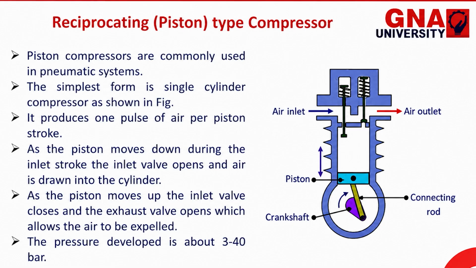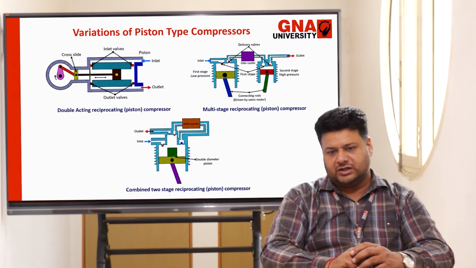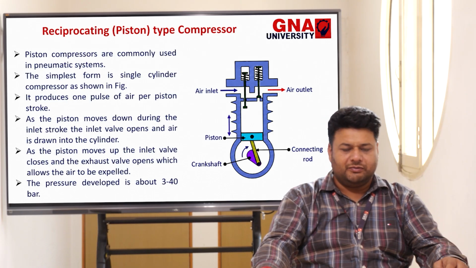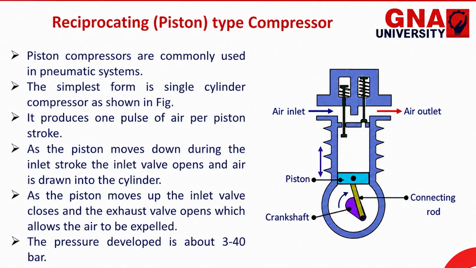In this lecture, we are going to start with the variations that we can have in the piston type or the reciprocating type of compressors. As you see in these figures on your screen, the reciprocating compressors can come in various variations. The first variation is the double acting reciprocating piston compressor. In single acting, it will be producing a pulsed output. You will be getting one pulse in one stroke of the crankshaft.